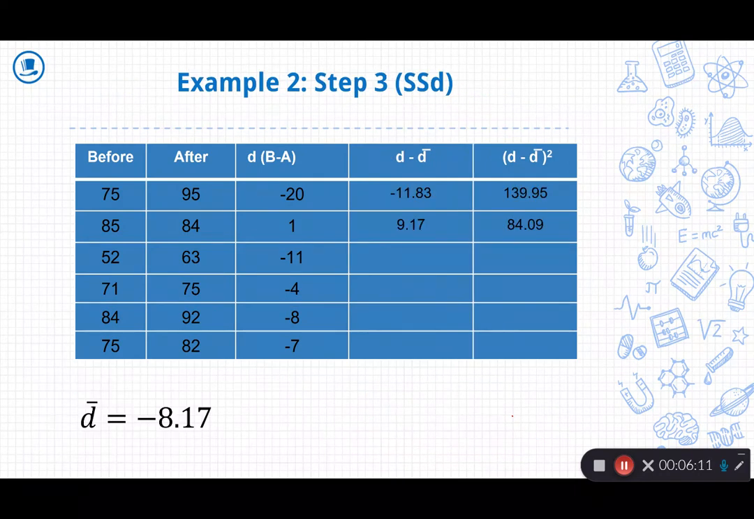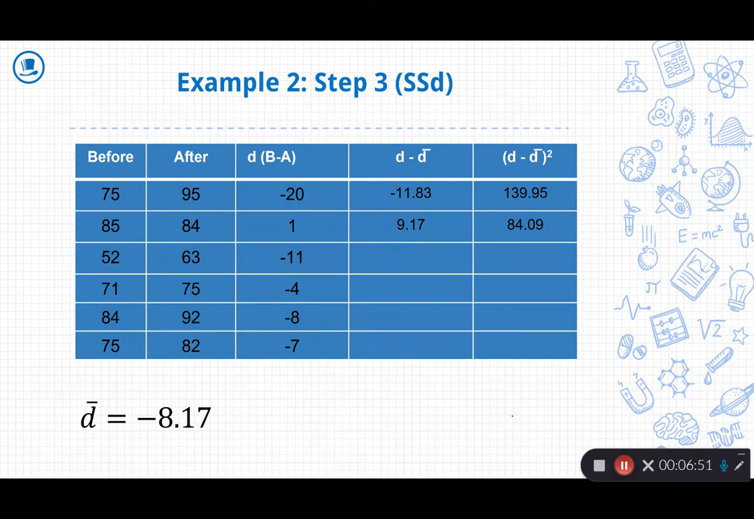Here's the first two. Negative 20 is the difference score for the first person. The mean is negative 8.17. Negative 20 minus negative 8.17 is 11.83. Remember that rule from grammar school: subtracting a negative is like adding a positive. So that becomes negative 20 effectively plus 8.17, which is 11.83. The next one is a difference score of 1. 1 minus negative 8.17 is 9.17.